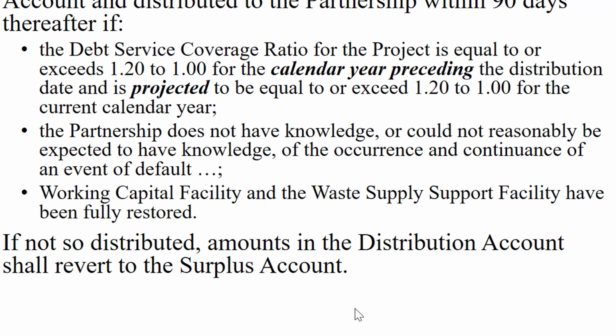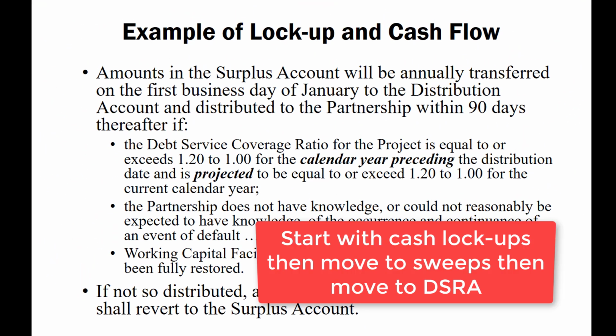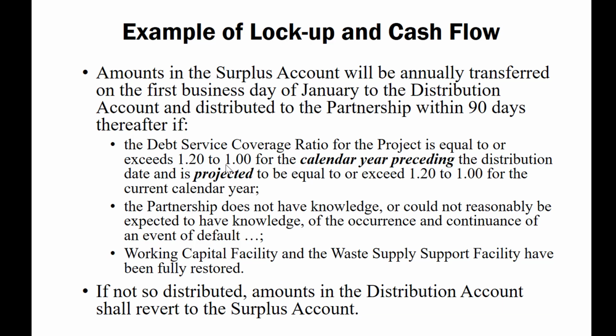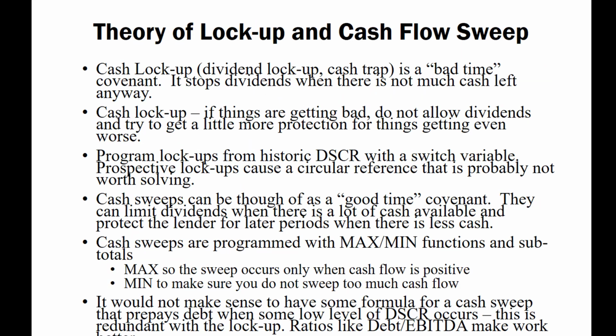This is an example of a lockup account. If the DSCR is equal to 1.2 to 1, based on the preceding date and the projected, oh, this is so horrible, making a projection to figure out if you're allowed to make a dividend, you have to argue about a cash flow all the time. They must make sure they don't know about anything bad happening, and then you can distribute. So I call a cash lockup a bad time covenant. It stops dividends. And if things are really getting bad, you don't have any cash left anyway, so it might not do a lot of good.